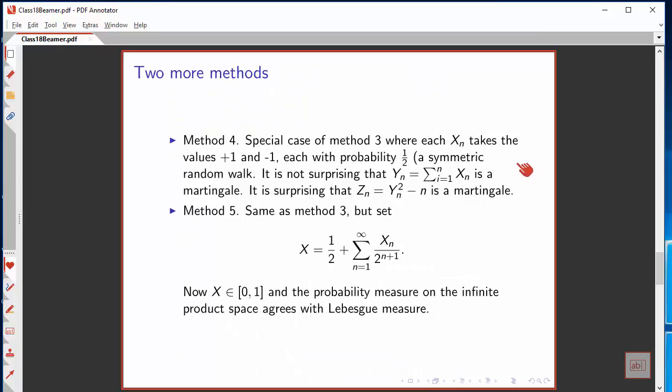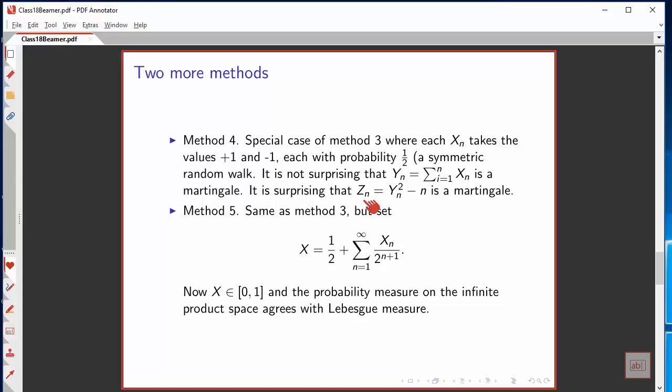Now there's a special case of this method that's very important. We're going to make each x sub n have only the values +1 and -1, and each of these, of course, will have to have probability 1/2 if we're going to have a fair game. This has been around for a long time. It's known as a symmetric random walk, and in fact it plays an important role in the theory of diffusion and Brownian motion in physics. It should be pretty obvious that the sum of these x sub n's, I should have written the sum of x sub i, I apologize for that, from 1 to n, is going to be a martingale.